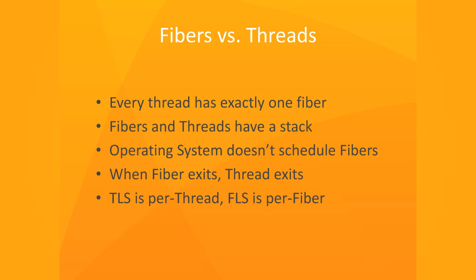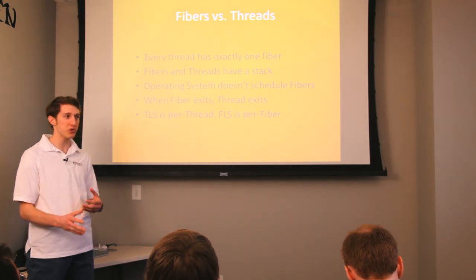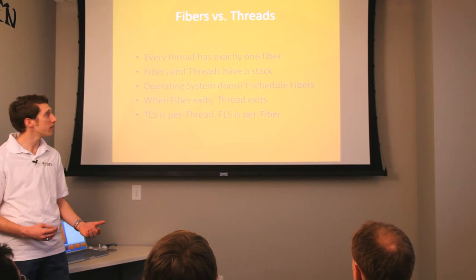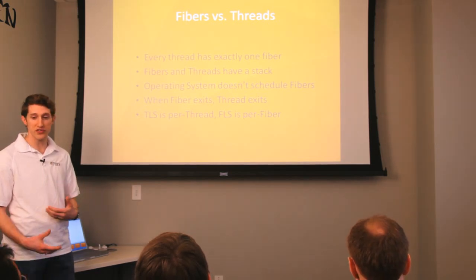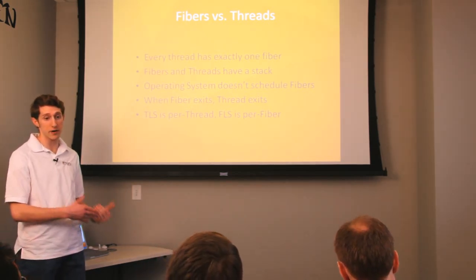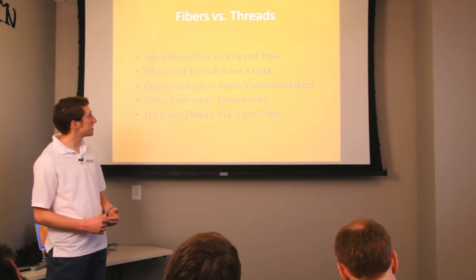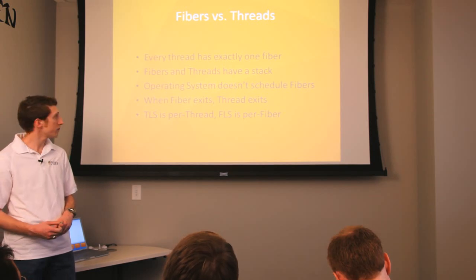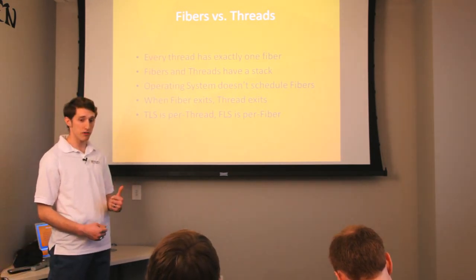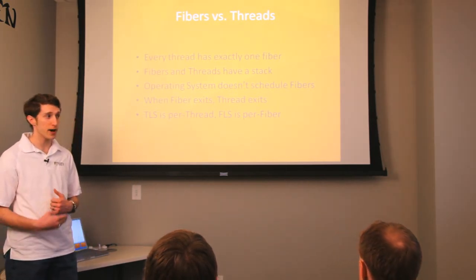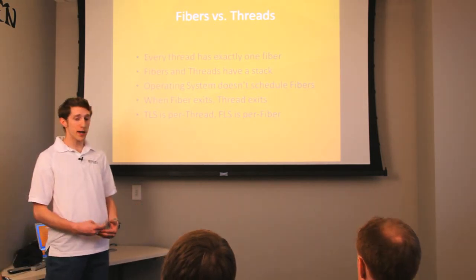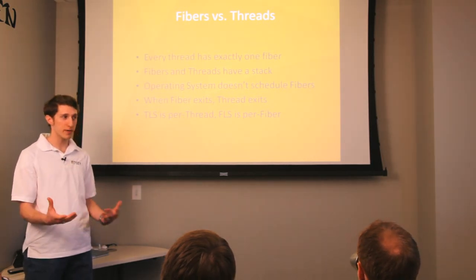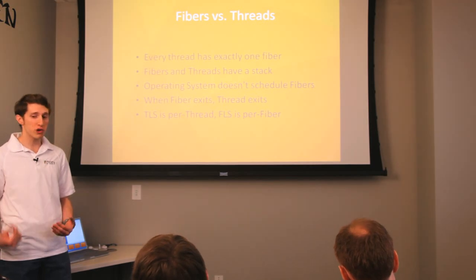So, fibers versus threads. Sometimes it's hard to contrast them because fibers have a lot of the same properties as threads, but they exist at the same time. Every thread, when it starts, has exactly one fiber, and that fiber represents the stack for that thread. So in essence, the stack belongs to the fiber, not to the thread. There's exactly one fiber that runs on a thread at a time. The operating system doesn't schedule the fibers, but it does schedule the threads. The fibers get to schedule themselves outside of the purview of the operating system. And when a fiber exits, if it's the root fiber for that thread, then the thread will exit also.